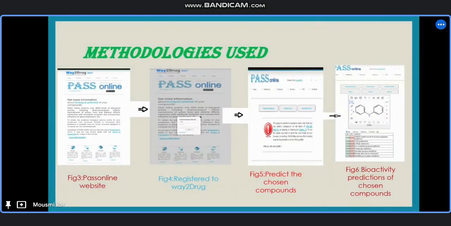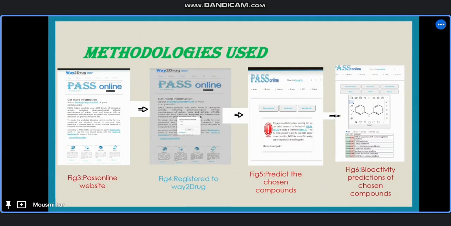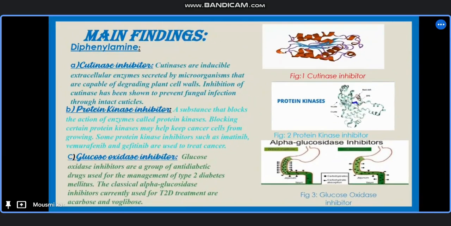These are the steps we have followed in the methodologies. So we will next move to the main findings. First compound is diphenylamine and its bioactivities.